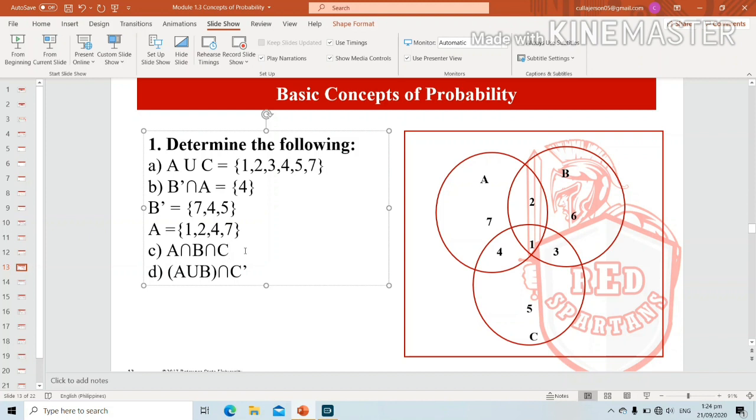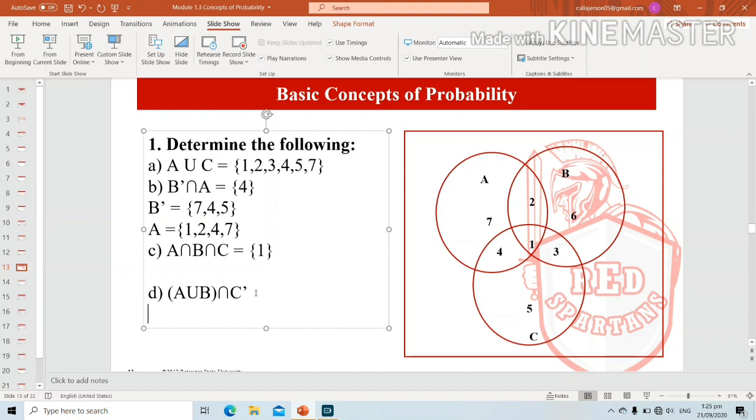Then, for A intersect B intersect C. So, syempre, ito yung ating answer, yung 1. So, lahat ng event A, B, and C ay common na meron silang sample point na 1. And then last, letter D, A union B intersect sa C complement.